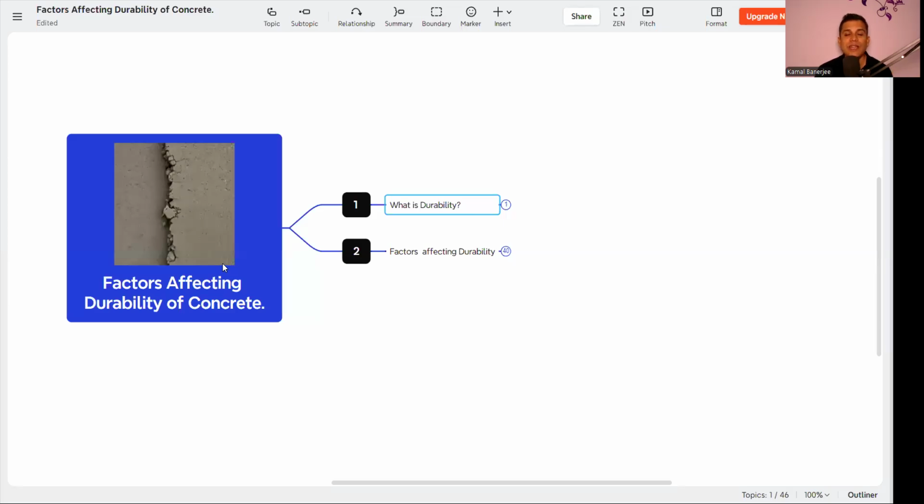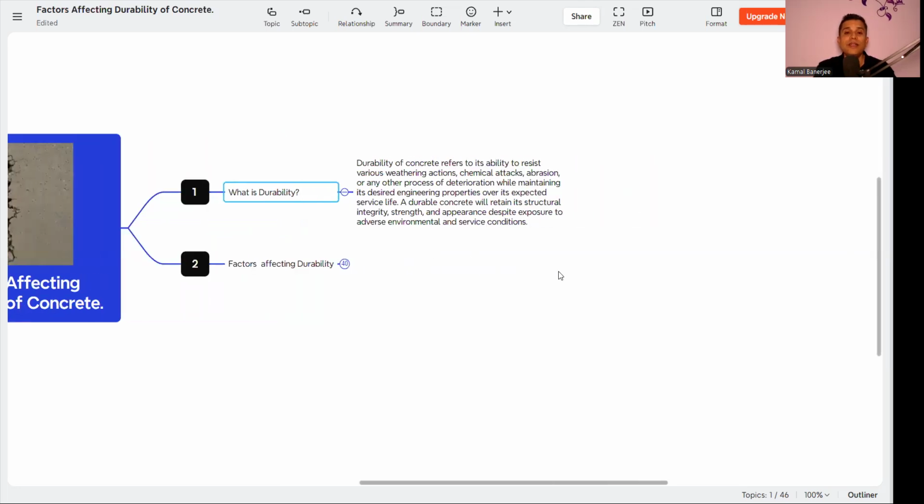So without wasting time, let's jump into the subject. That is, what are the factors that are affecting the durability of the concrete? Before that, we need to know what is the durability of the concrete. So first, what is the durability of concrete?